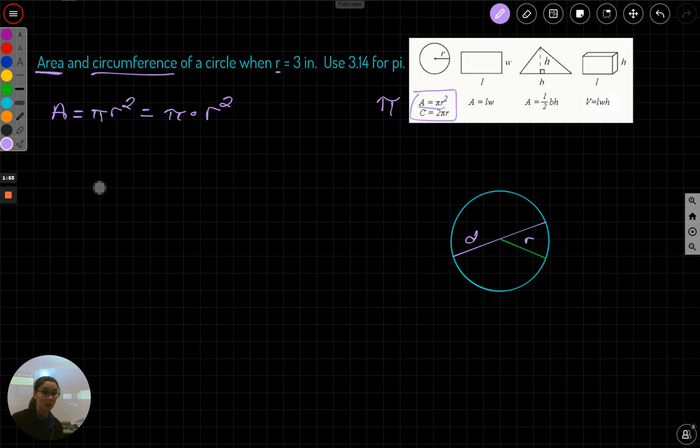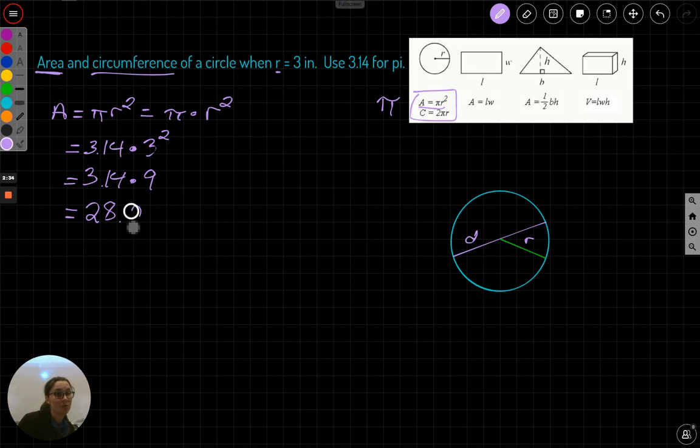So let's plug in some values and chug away. A equals pi. We're using 3.14 for pi, so 3.14 times r squared, 3 squared. Order of operations says do exponents first, so we're going to have 3.14 times 9. And 3.14 times 9, which you will do slowly on your own, is going to be 28.26 inches squared. Okay, I do have a radius of 3 here.